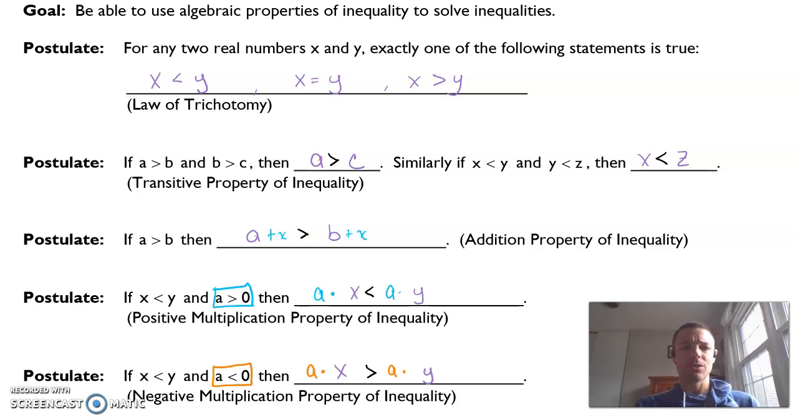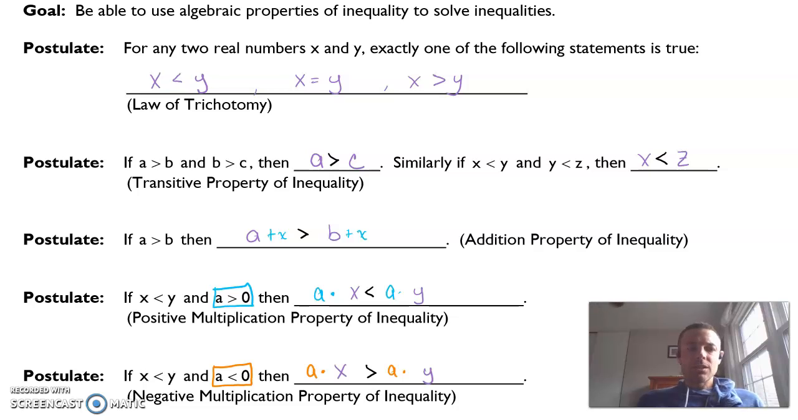In our 5 postulates we're going to study today, the first one is fairly straightforward. If you have 2 real numbers, x and y, basically any numbers that are not the same, then one of these 3 statements has to be true. One's less than the other, they're equal, or that same one's greater than the other. There's no in between.